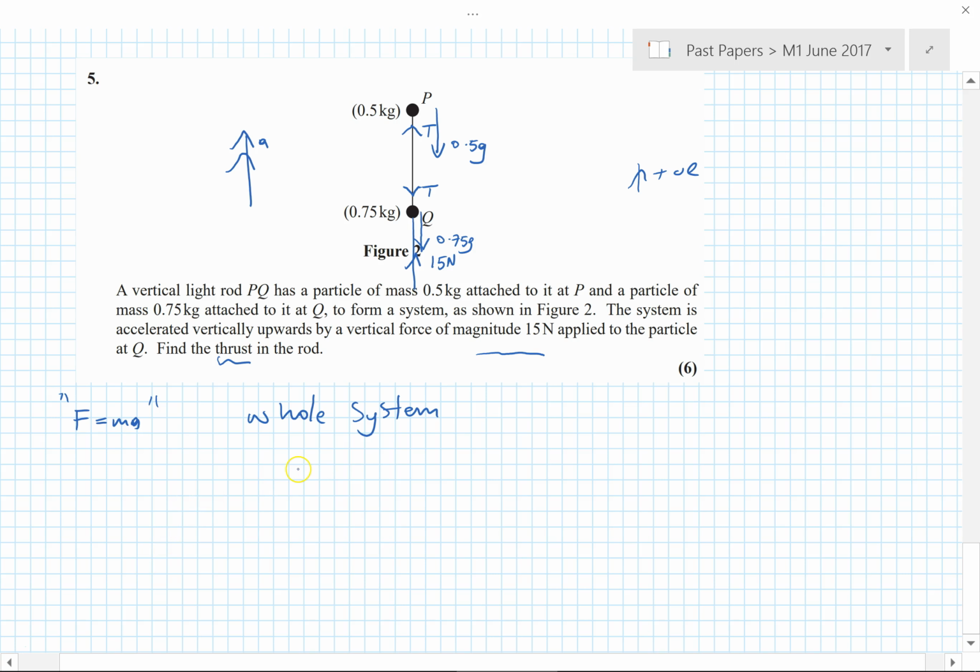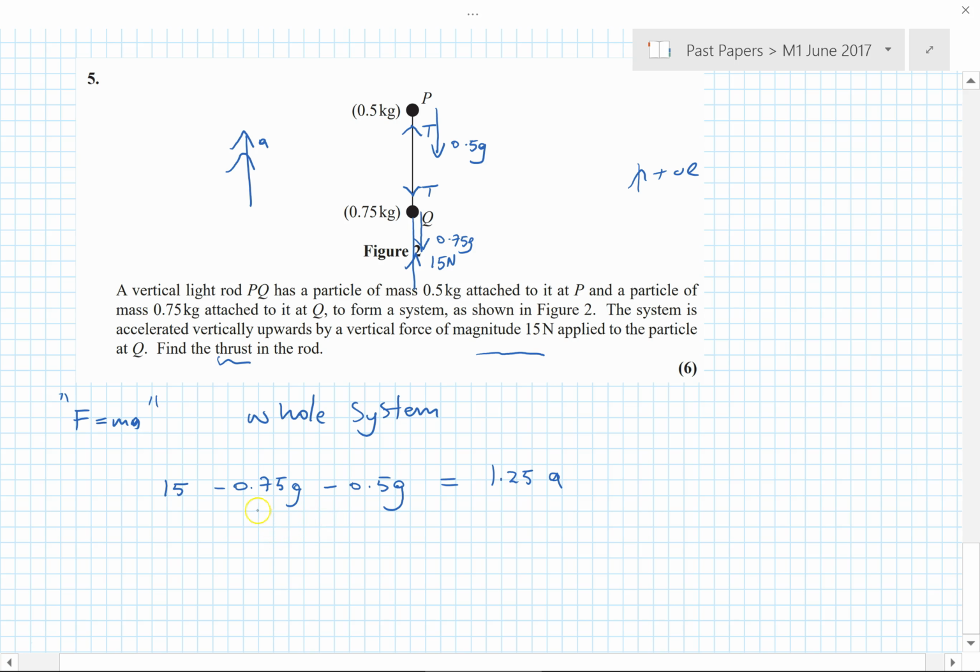So F equals ma on the whole system, we've got 15 going up, take away 0.75g, take away 0.5g, is equal to the mass. Now the mass is obviously the combination of the two, so that's 1.25 kilograms times A.